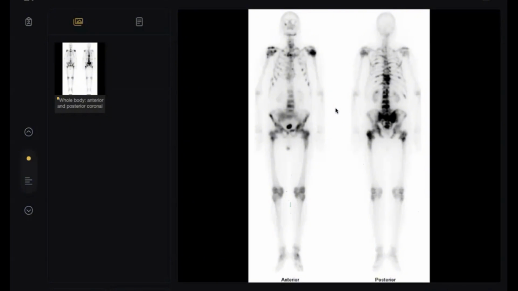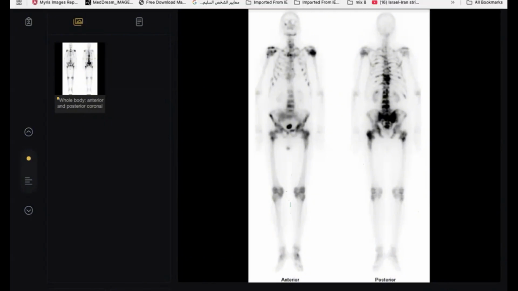In multiple myeloma, what happened? Multiple myeloma is a bone marrow abnormality, a plasma cell abnormality, not associated with osteoblastic activity at all. So in multiple myeloma, it is logical there is no uptake because multiple myeloma didn't activate the osteoblast. Is this clear, my friends? This is the most important point.